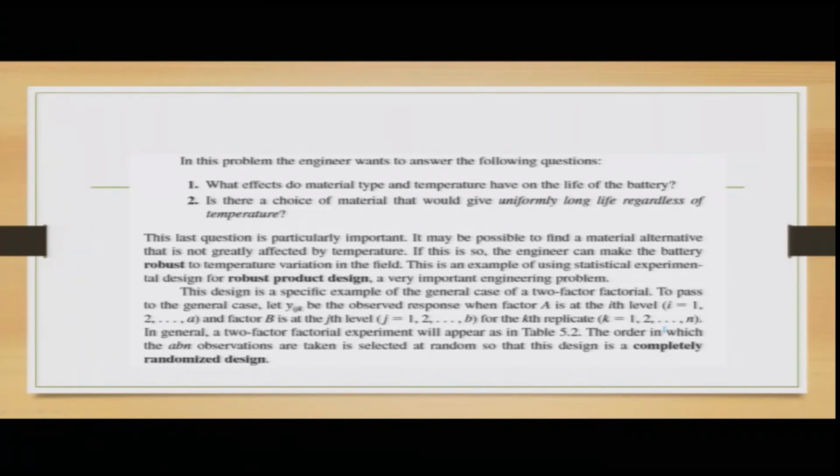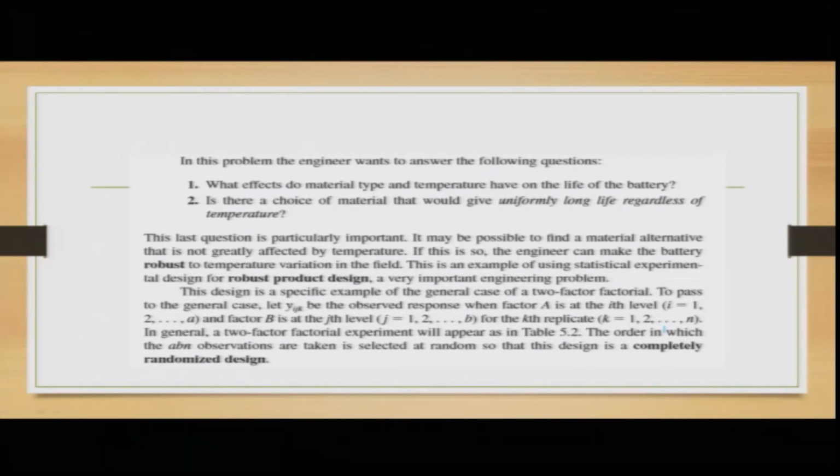So you want to basically check whether the temperature is immaterial or not. This last question is particularly important because temperature fluctuations would be there. If temperature fluctuation is not affecting the life, obviously the battery can be used in different environments. It may be possible to find a material alternative that is not greatly affected by the temperature.